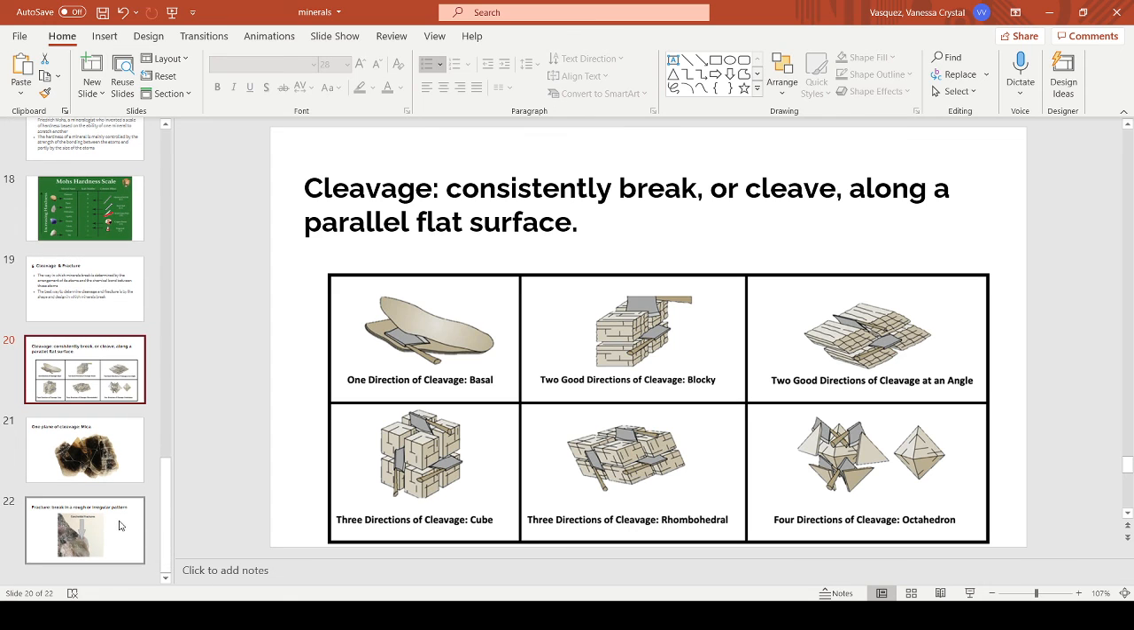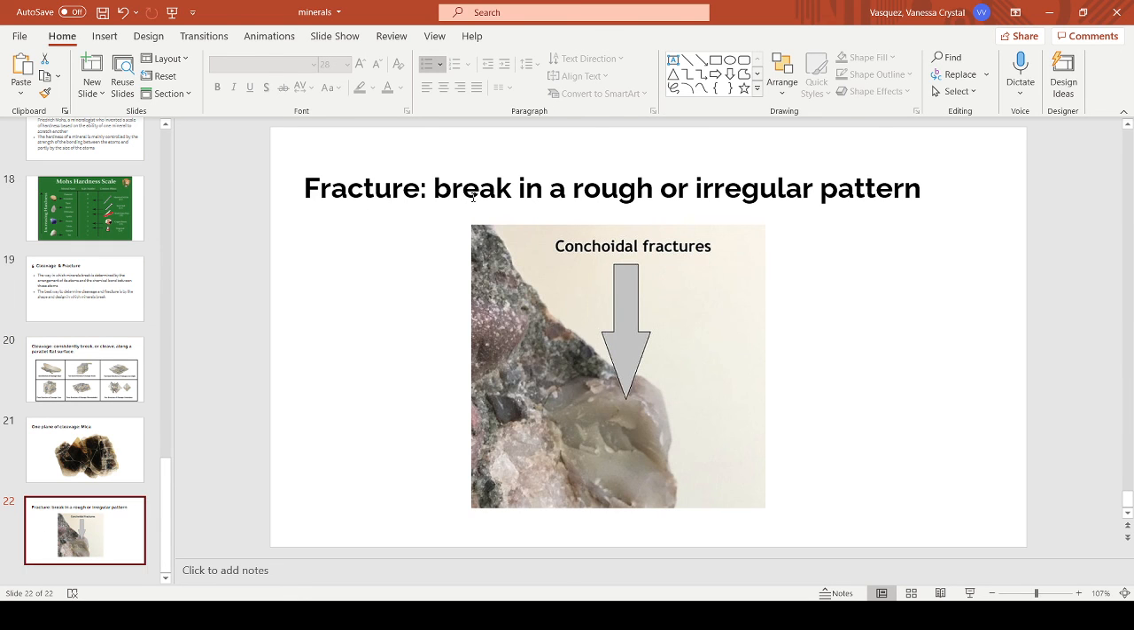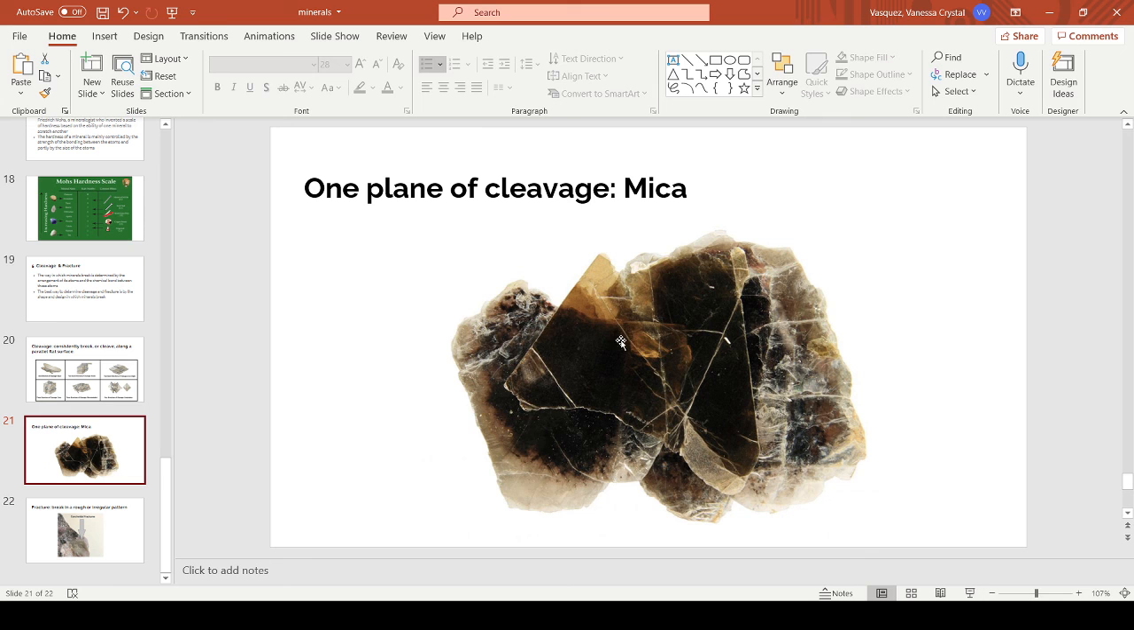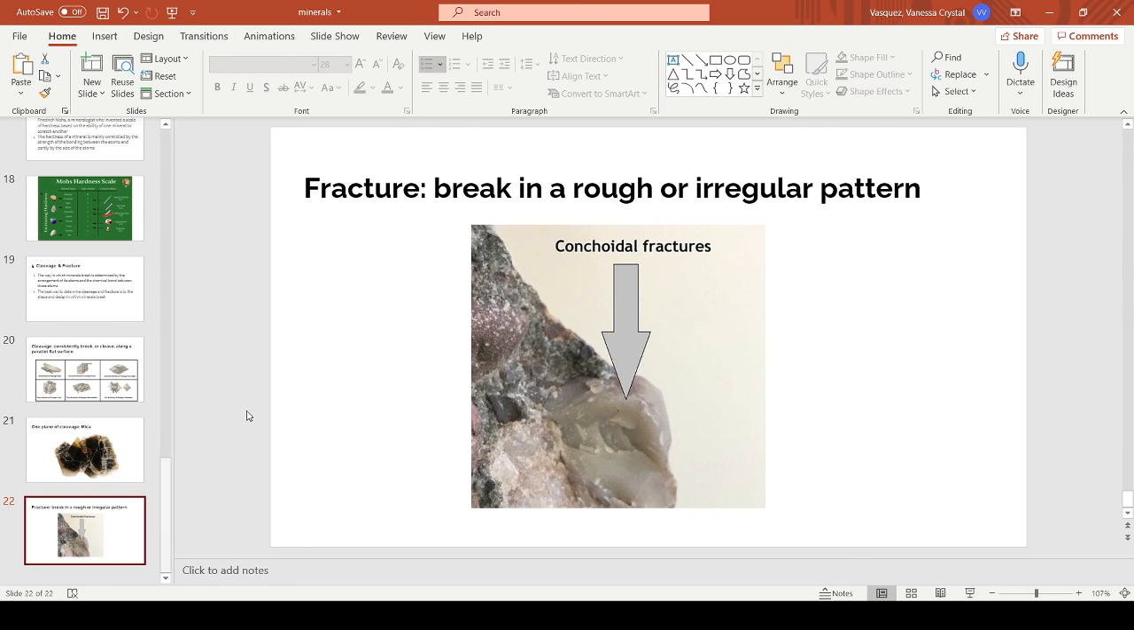Fracture is different than cleavage because cleavage breaks along a parallel flat surface, whereas a fracture breaks in a rough or irregular pattern. So this is an example of quartz. When you break quartz, it has an irregular pattern, compared to mica, which breaks at a flat surface.